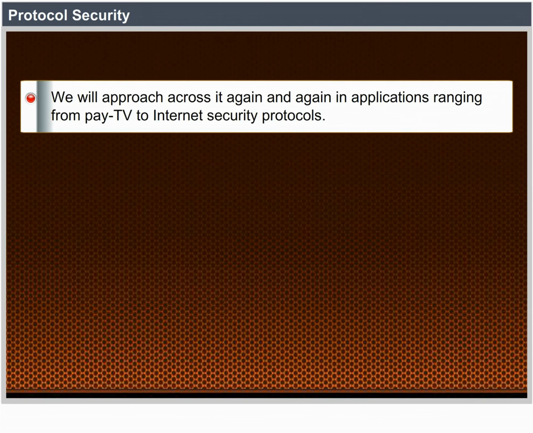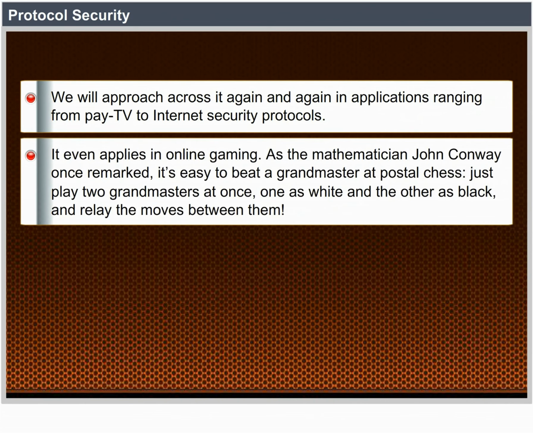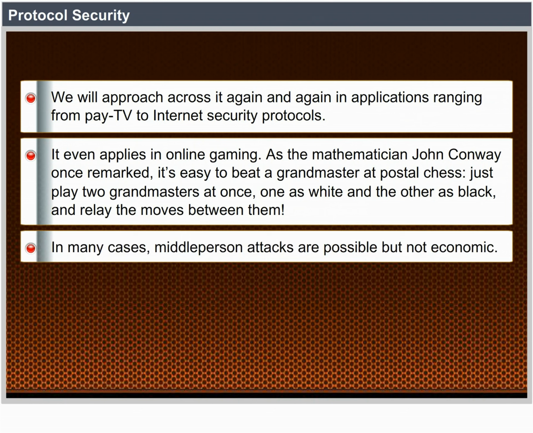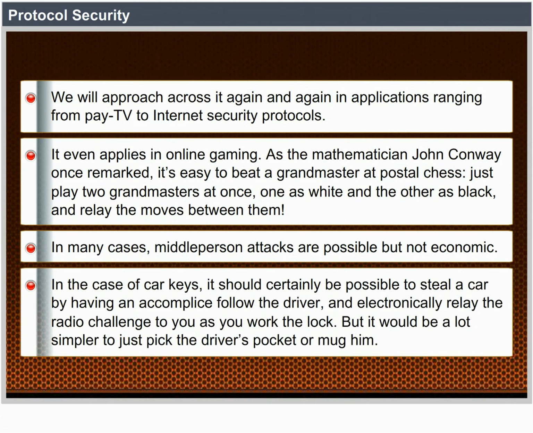It even applies in online gaming. As the mathematician John Conway once remarked, it's easy to beat a grandmaster at postal chess. Just play two grandmasters at once, one as white and the other as black, and relay the moves between them. In many cases, middle-person attacks are possible but not economic. In the case of car keys, it should certainly be possible to steal a car by having an accomplice follow the driver and electronically relay the radio challenge to you as you work the lock, but it would be a lot simpler to just pick the driver's pocket or mug him.